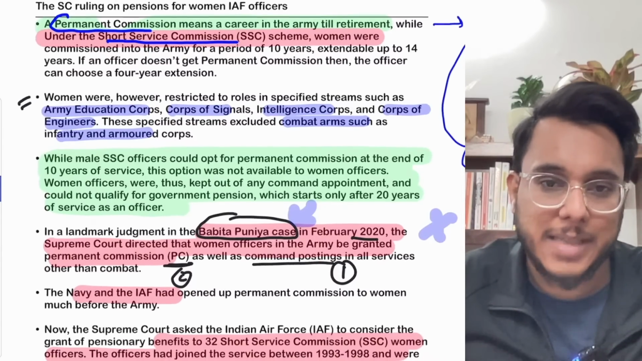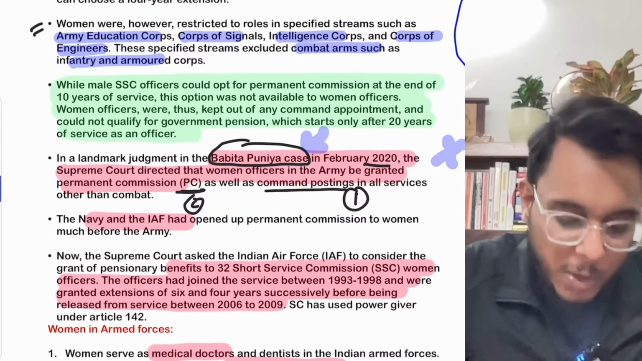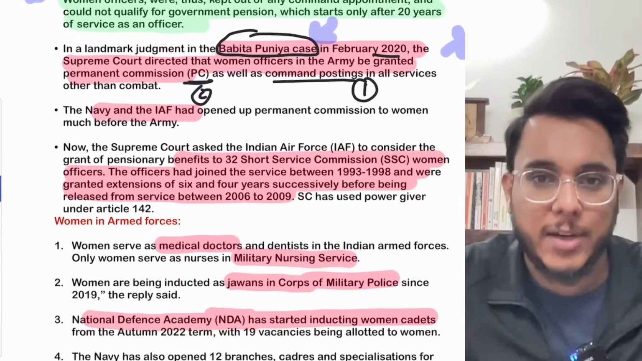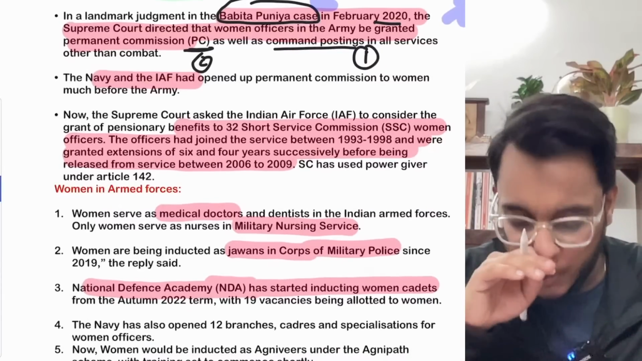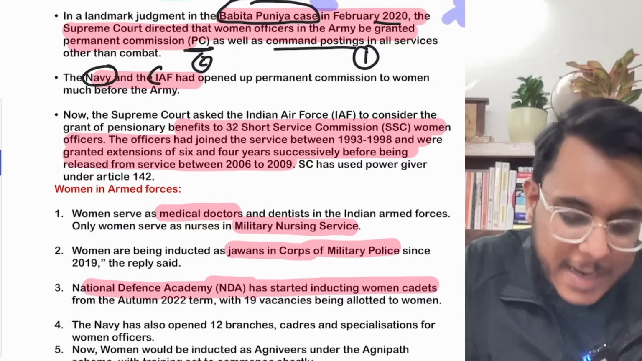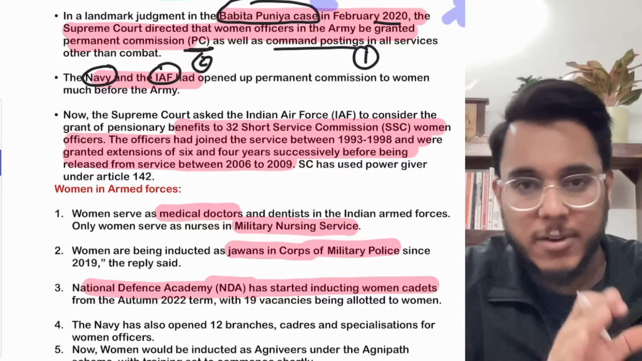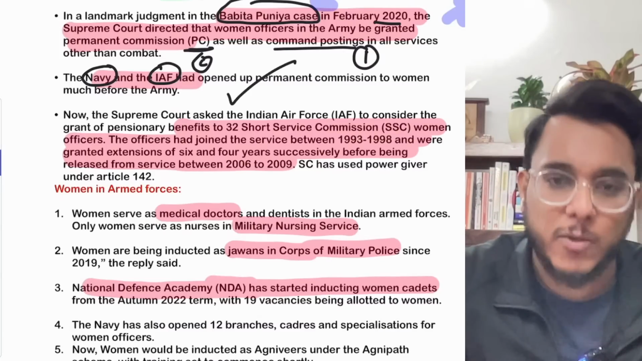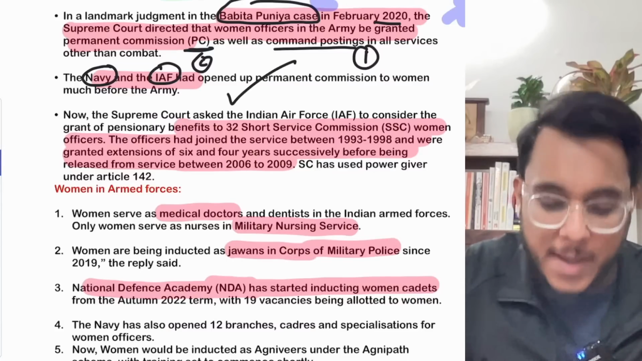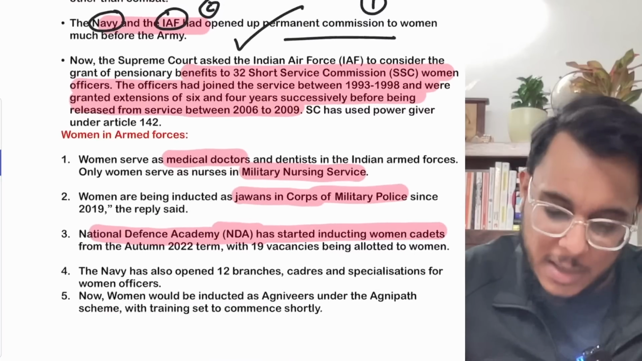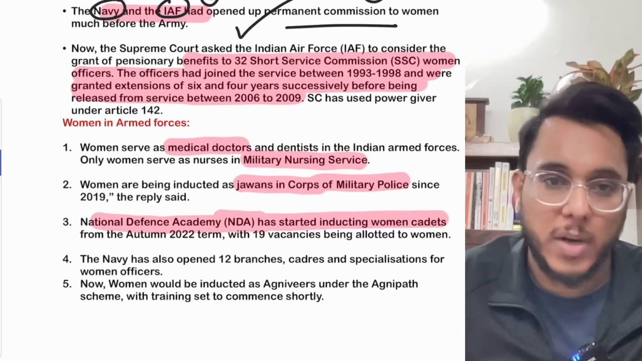This is something that has happened. So guys, I have told you this particular thing, and the same thing I have written into the notes also. Now when we talk about the permanent commission in the Navy and the Indian Air Force, I told you that the Army gave it in 2020 after the Supreme Court ruling, but the Navy and Indian Air Force have already opened up the permanent commission to the women. So they have already taken this particular reform.